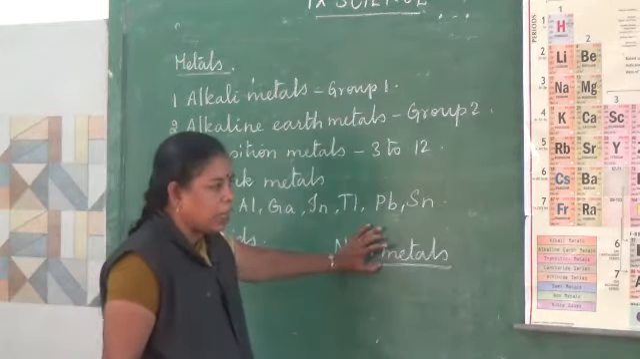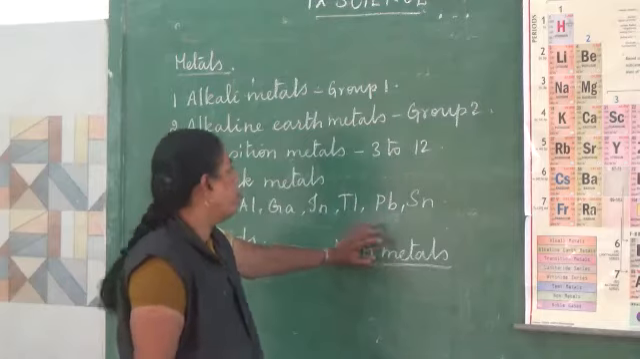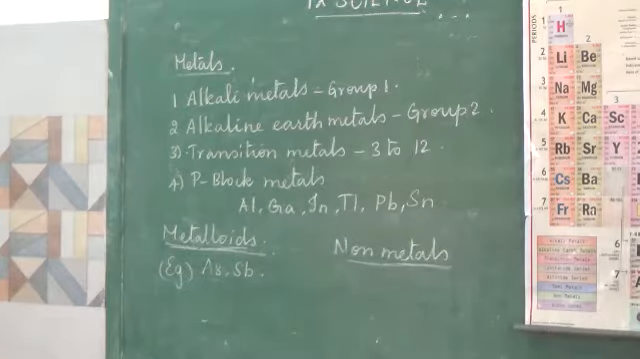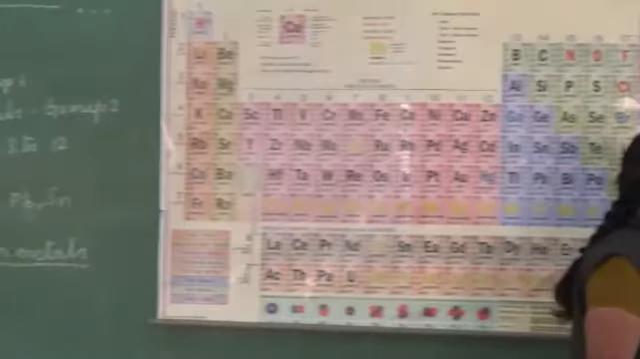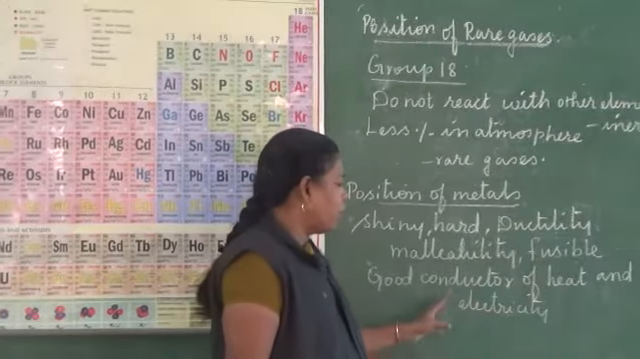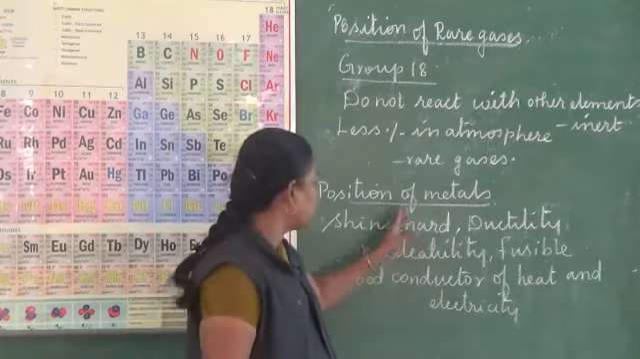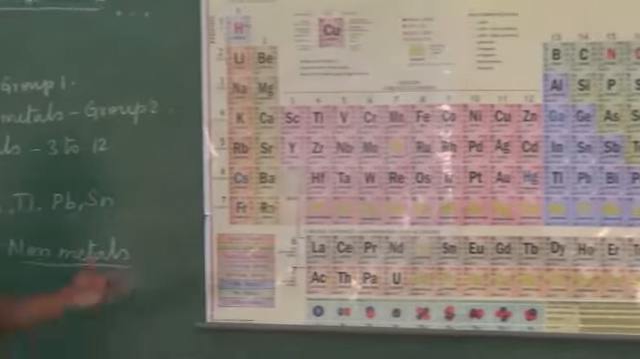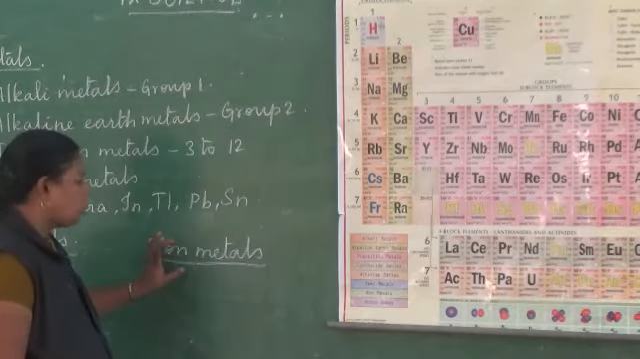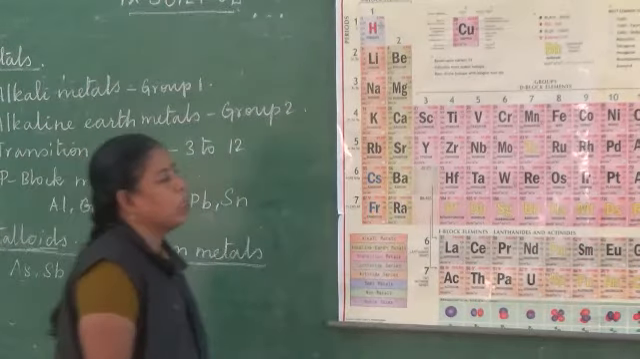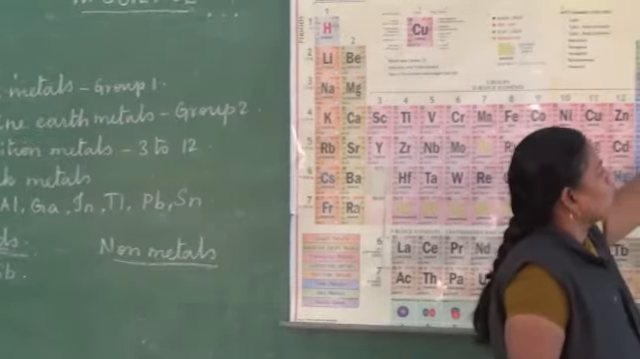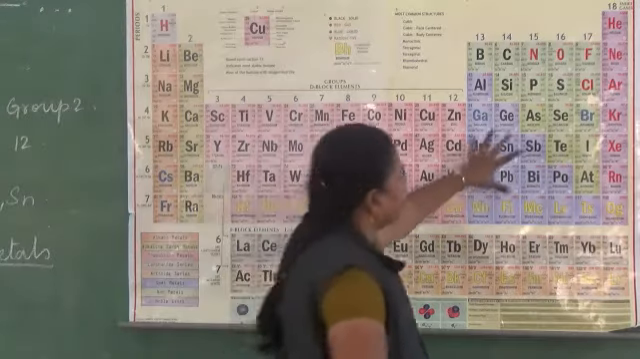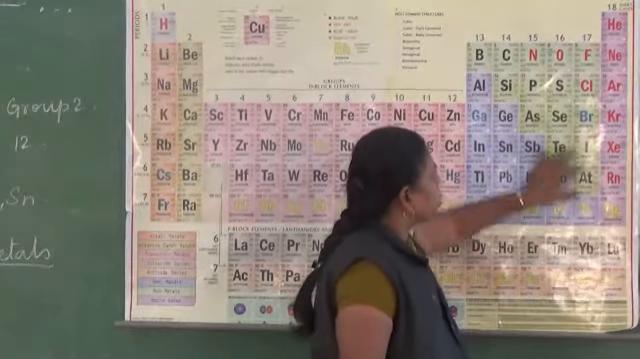Non-metals are the elements whose properties are entirely different from metals. Already I told what the properties of metals are: shiny, hard, ductile, malleable, fusible, and they are good conductors of heat and electricity. These are the unique properties of metals I told. The elements which do not possess the unique properties of metals are called non-metals. Non-metals are boron, carbon, nitrogen, oxygen, halogens. These non-metals are also placed in the p block elements.